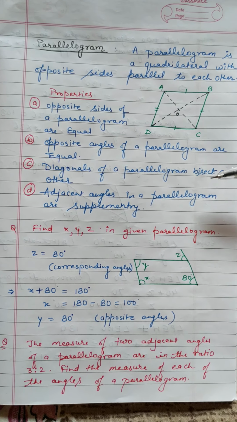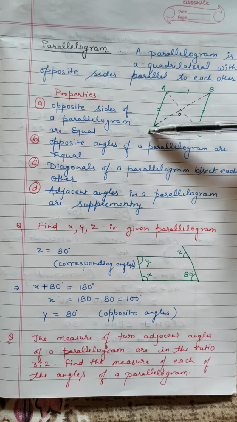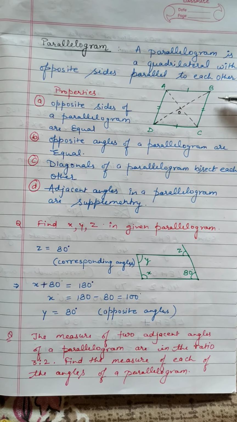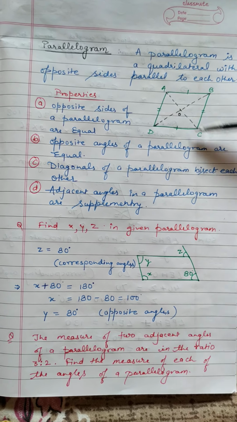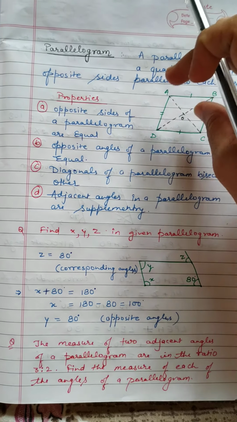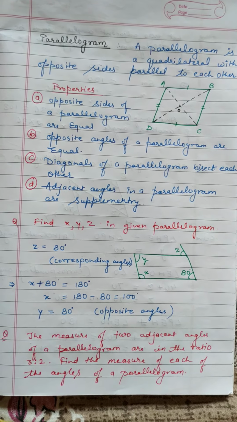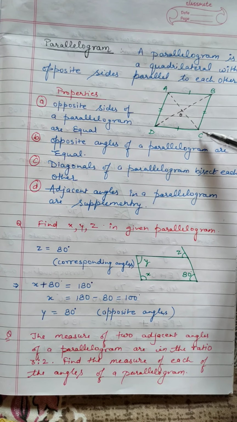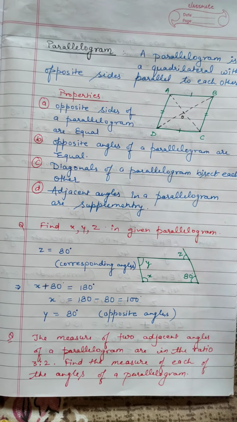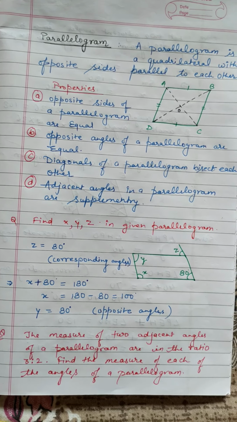Diagonals of a parallelogram bisect each other. AC and BD are the diagonals of parallelogram ABCD and they bisect each other. That means OD is equal to OB and OA is equal to OC. Adjacent angles in a parallelogram are supplementary. Adjacent means D and C are adjacent to each other. That means C plus D is equal to 180 and A plus B is equal to 180.